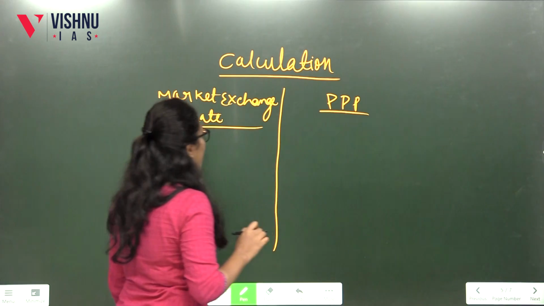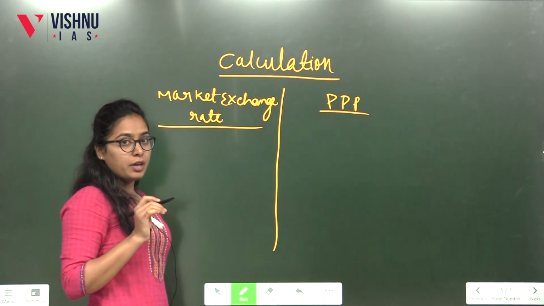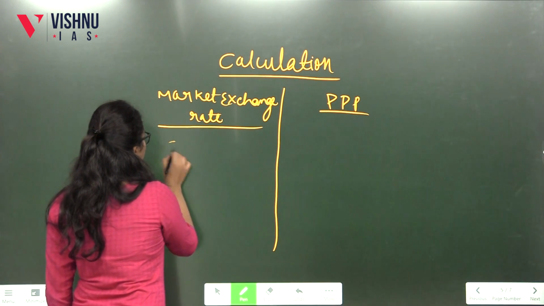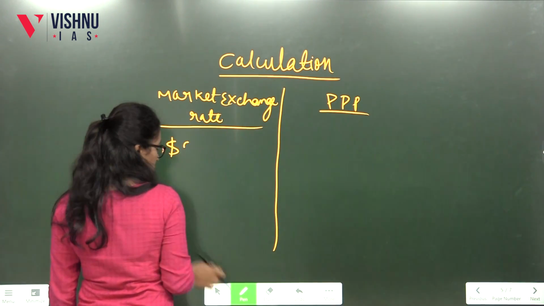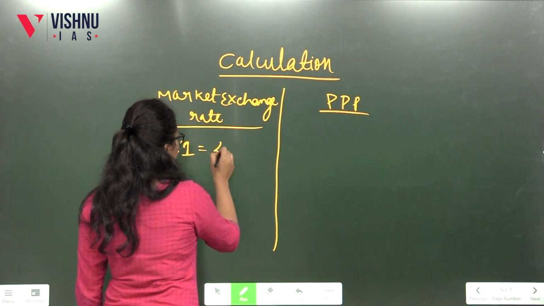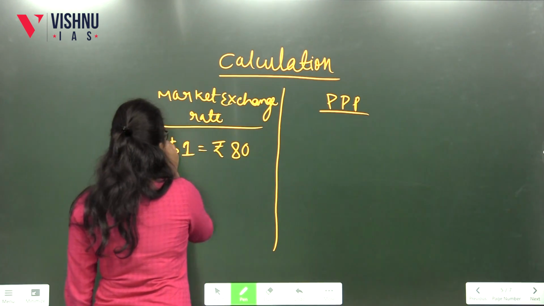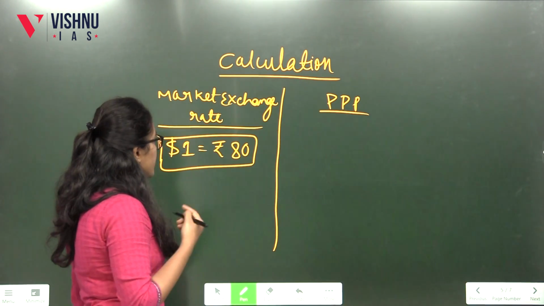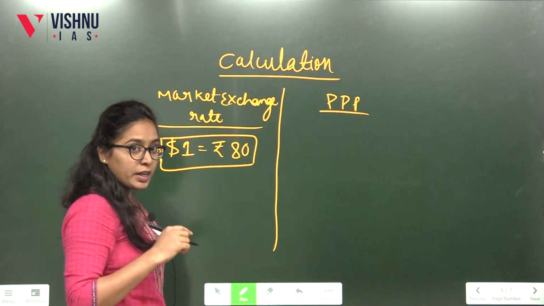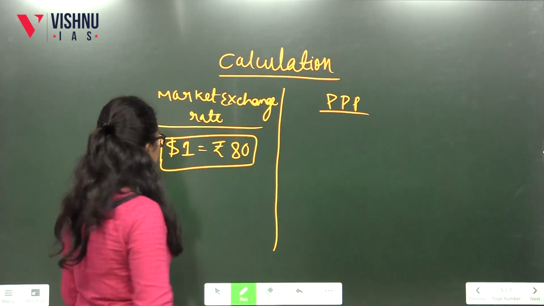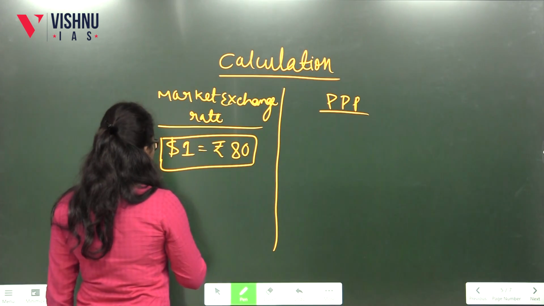For example, the market exchange rate of the Indian rupee in terms of the dollar is, say, now 80 rupees per dollar. That is, to buy $1 we have to pay 80 rupees. So when we calculate the GDP in rupees and convert it into dollars at the market exchange rate, that is called calculation of GDP in terms of market exchange rate.